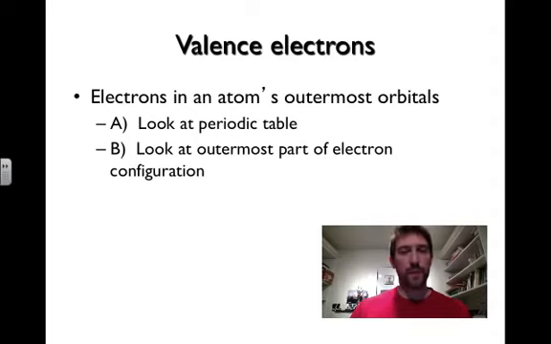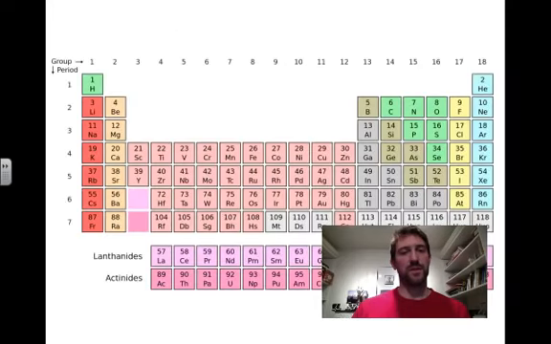So what we need to understand for valence electrons is what the outermost electrons are. We don't care about any of the ones in the center, just the very outer edge ones, because those are the ones that determine bonding.